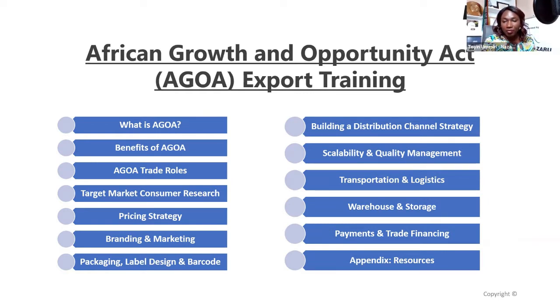And then finally, we'll talk about some resources, some additional materials that you can dive into that will help you within the context of AGOA and exporting from Africa into the US market and even serving as an importer in the US. Okay, so that's really what we're covering today. Like I said, it's a lot, so bear with me.